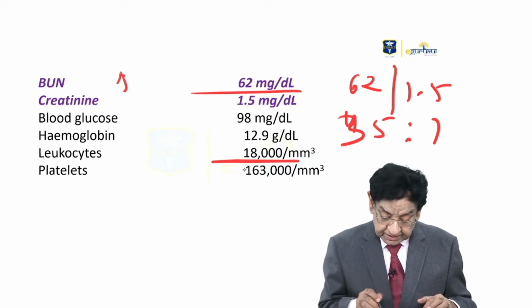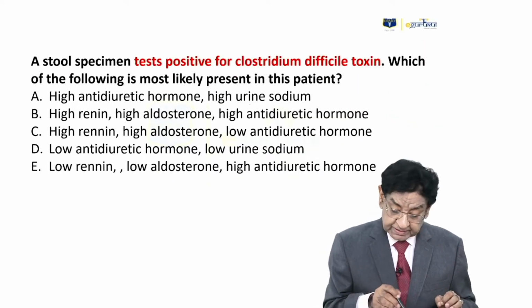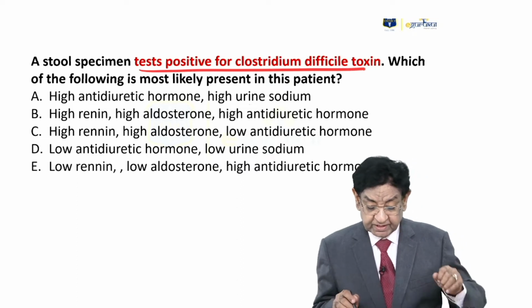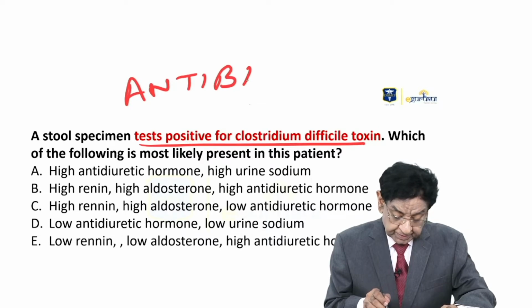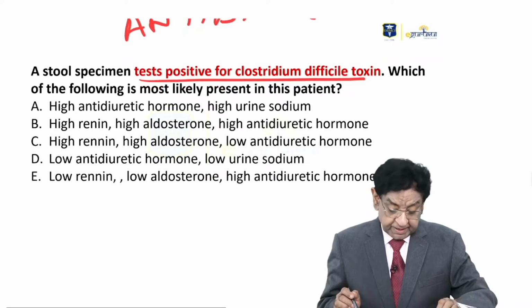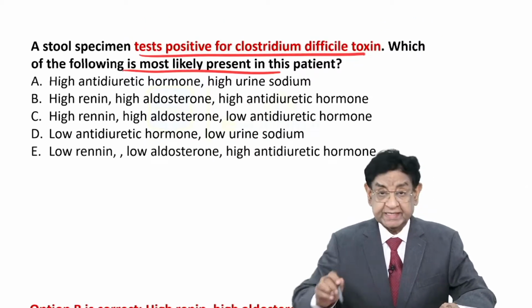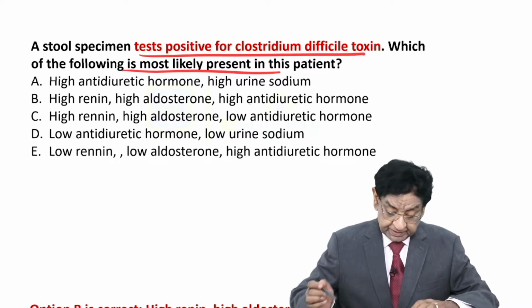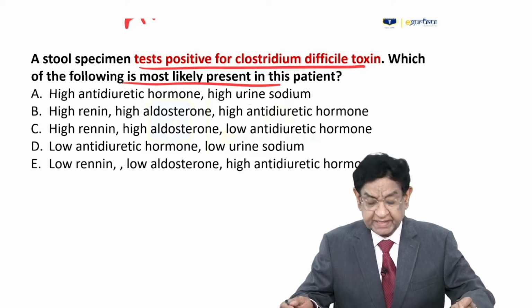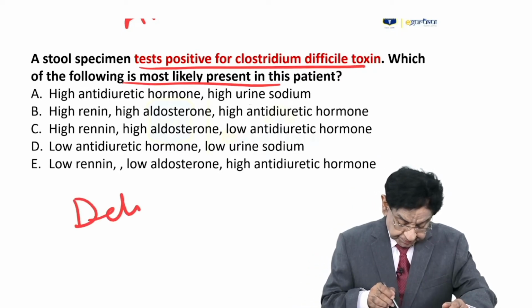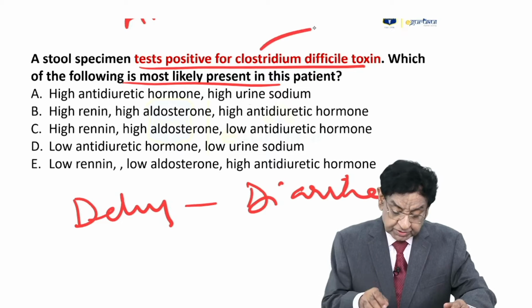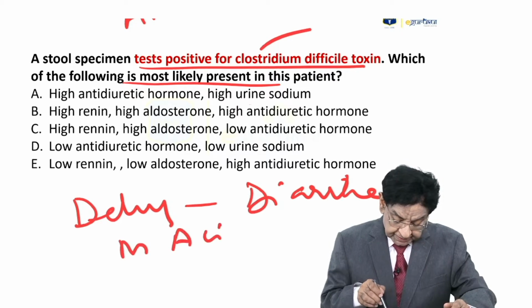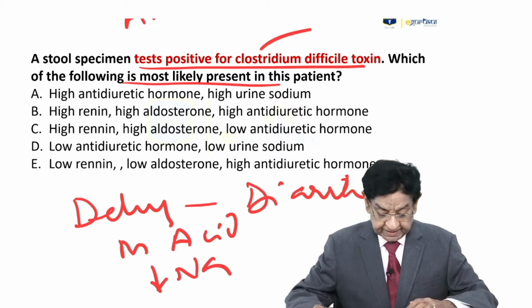TLC count is 18,000, it is increased. The stool test is positive for Clostridium difficile toxin. How did this happen? Because the patient was treated with antibiotics. But now the question is, what is most likely present in this case? The clue is that the patient was dehydrated. Of course, this could be diarrhea. Why diarrhea? Because of Clostridium. There is metabolic acidosis and hyponatremia. These are the things that we are getting.